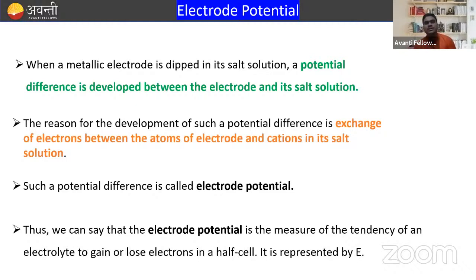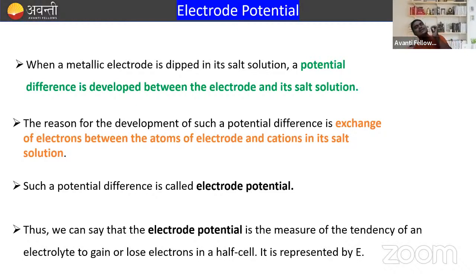Whenever the metallic electrode is dipped in its salt solution, a potential difference is developed between the electrode and the salt solution. The reason for the development of such a potential difference is the exchange of electrons between the atoms of the electrode and the cations in its salt solution. Such a potential difference is called electrode potential. Thus, we can say that the electrode potential is the measure of the tendency of an electrode to gain or lose electrons in the half cell, and it is represented by E. I hope it is clear what electrode potential is.